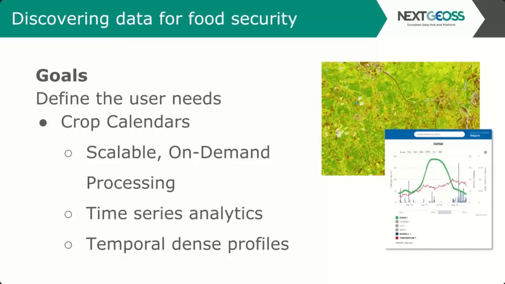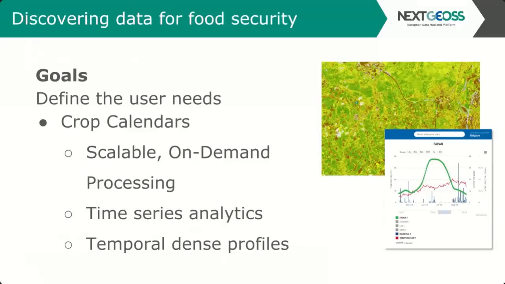And the third one, which is also linked to the second one, is the temporally dense profiles, because if we want to extract that information from our vegetation indices, we need to make sure that we have enough information in our time series to extract these phenomena. So we need to cope with, for example, clouds above a specific field or an area of interest. Those do not result in any useful information, so we need to cope with this challenge as well. So these are the three topics upon which we also worked within the NextGEOSS project.